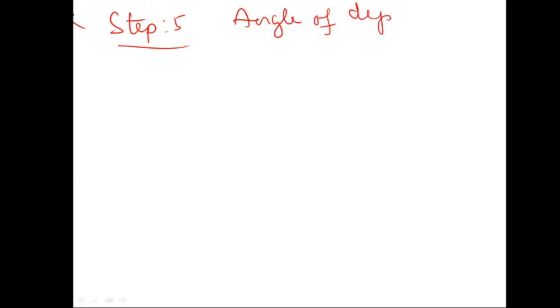So let us go to the next step. Step 5 is to find the angle of departure. As we already understood, we have complex conjugate poles, so definitely we will have an angle of departure. For that, we saw the procedure to find the angle of departure. I am roughly drawing the method here.